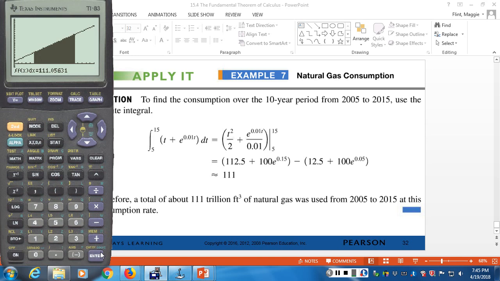Okay? I kind of expect you to use your calculator a lot with these last two sections. Unless I specifically tell you I want to see all the integral parts, feel free to use your calculator on definite integrals. Just be sure you draw that graph first.